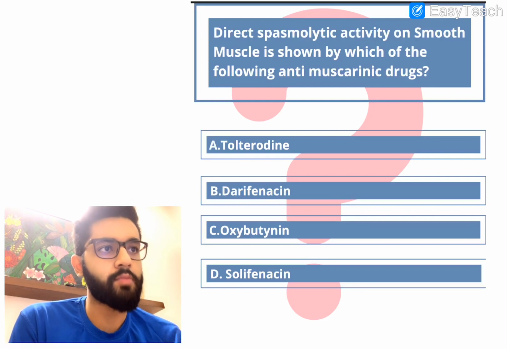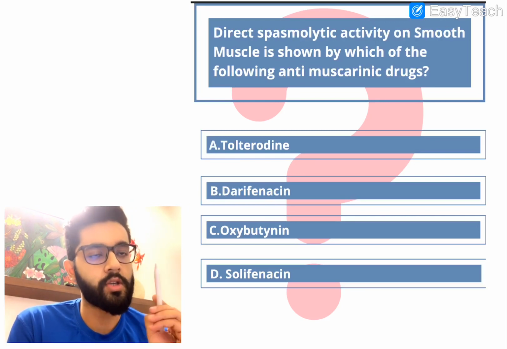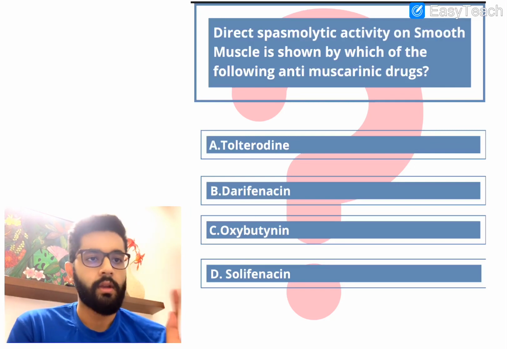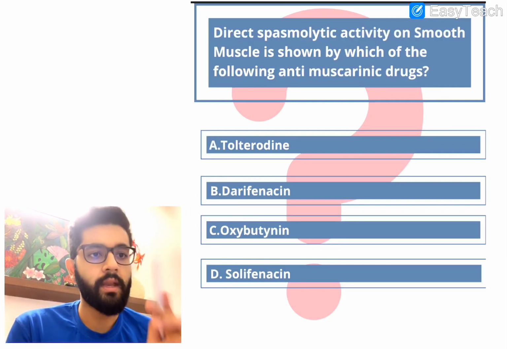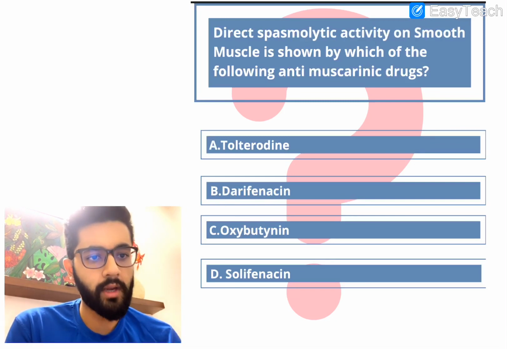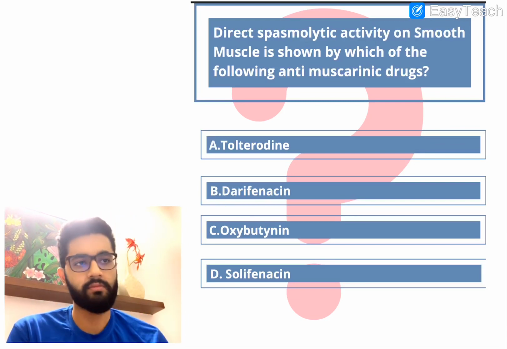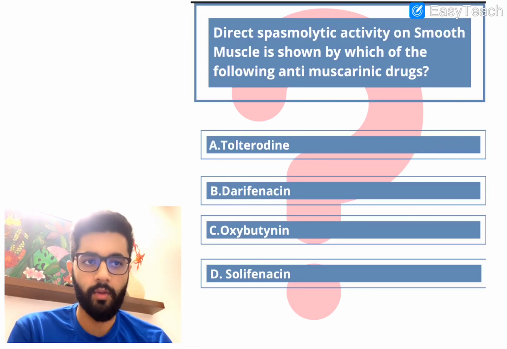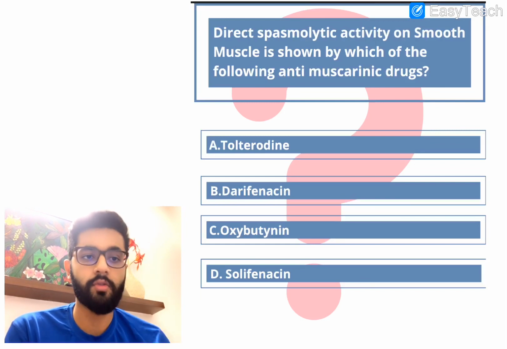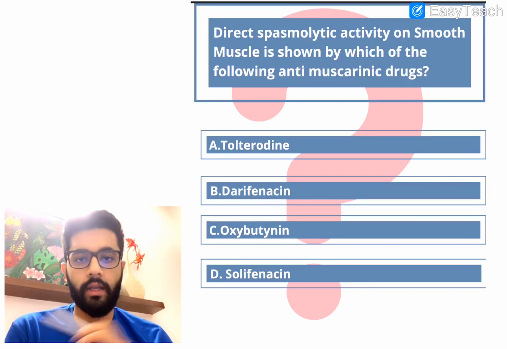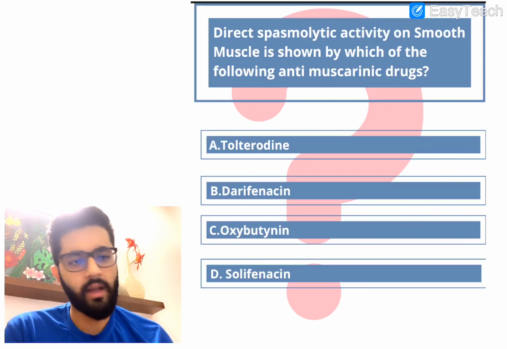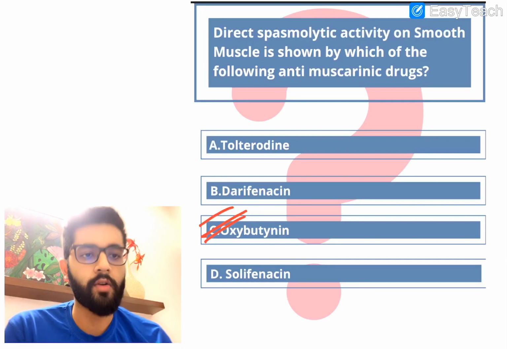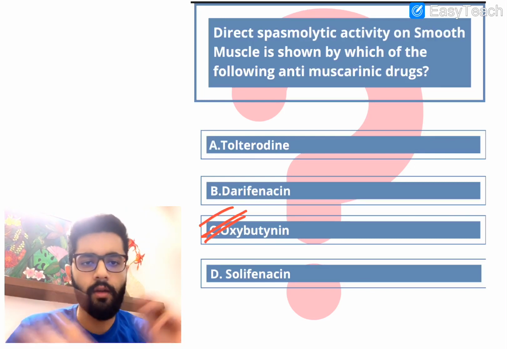Direct spasmolytic activity on smooth muscle is shown by which of the following antimuscarinic agents? A, tolterodine, B, darifenacin, C, oxybutynin, D, solifenacin. Very weird question, pharmacology, but a fact-based question, and one of these options is frequently asked, and if you solved enough MCQs, you will know what to tick already. So 2 seconds, pause, think. Okay, the answer is very easy, a very high yield topic for NEET. This drug is frequently asked, oxybutynin. So let's understand a few things here.